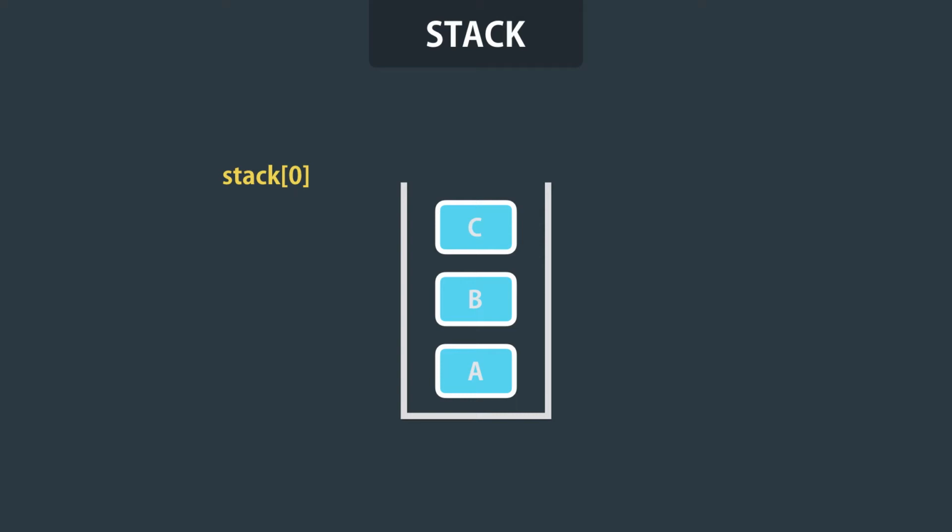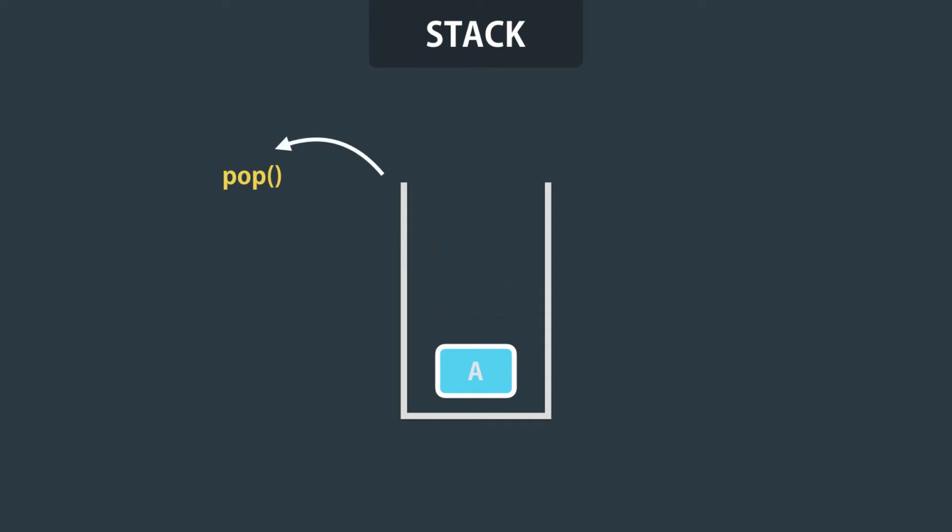Now, unlike arrays, we cannot access objects in a stack using their index, but we can always remove the object on top of the stack by calling the pop method. So we can call the pop method and C will pop out of the stack. Similarly, if we call the pop method again, B will pop out. So let's see this in action.